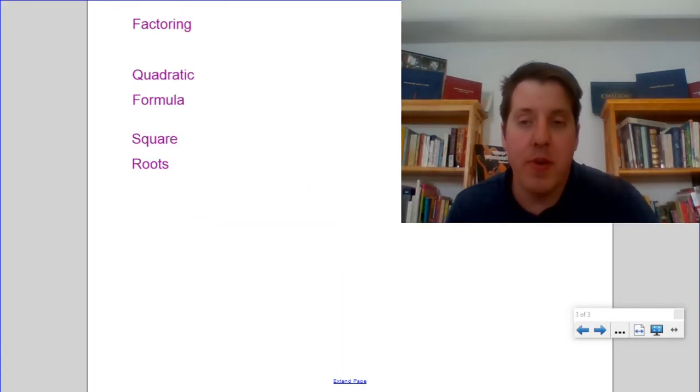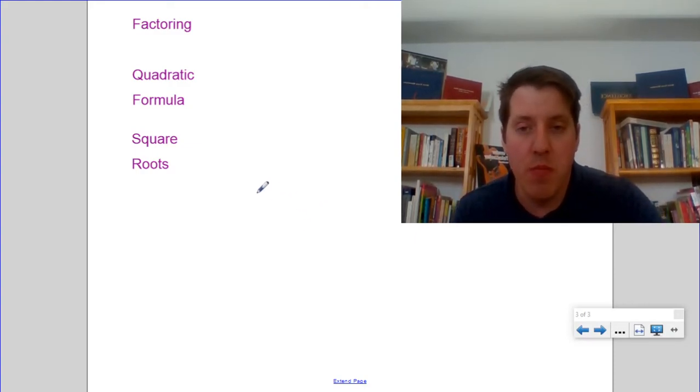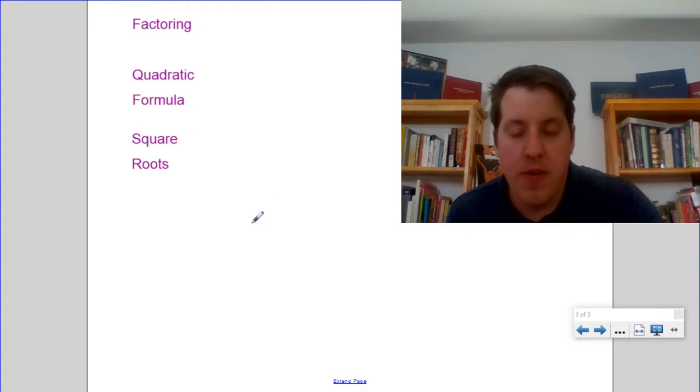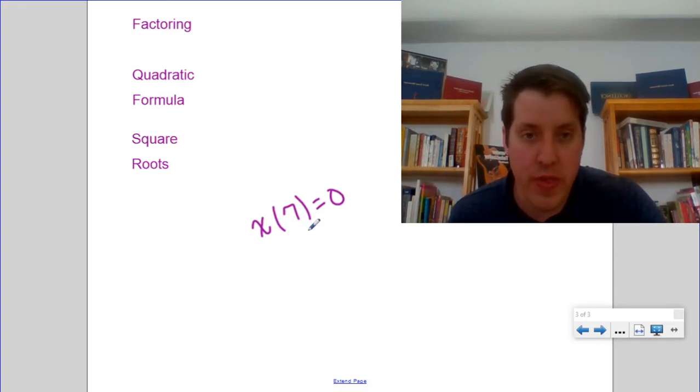Okay, our last topic is solving by factoring. Now, before we go into factoring, we kind of need to do this in reverse. Here's literally the most important thing. If I say x times 7 equals 0, x has to be 0. Because the only thing you can multiply by something and get nothing is nothing.